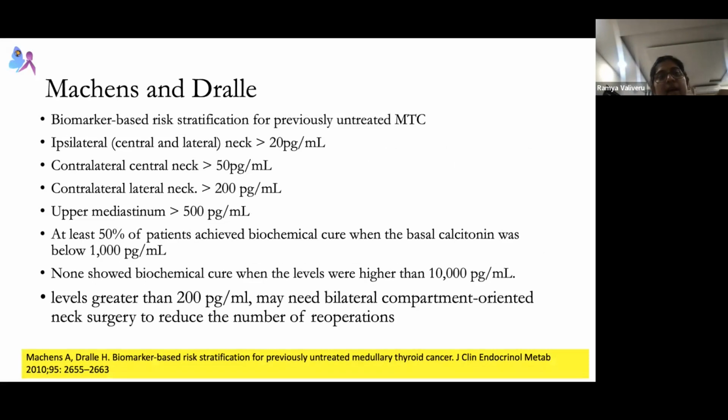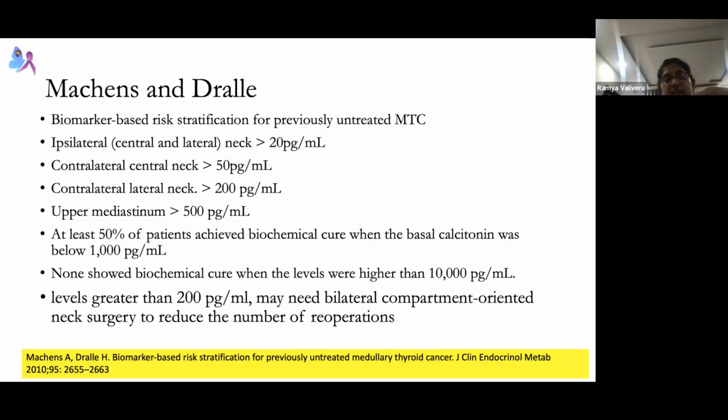You know, the great Andreas Machens and Henning Dralle from Germany have so much data on MTC. They have done a biomarker-based risk stratification for previously untreated MTC, and they have recommended treatment based on this. Ipsilateral neck involvement is a possibility if calcitonin is more than 20 picogram per ml, contralateral central neck if it is more than 50, contralateral lateral neck if it is more than 200, and upper mediastinum if it is more than 500. So the treatment can be guided with this particular understanding.